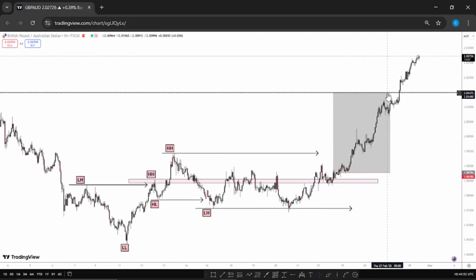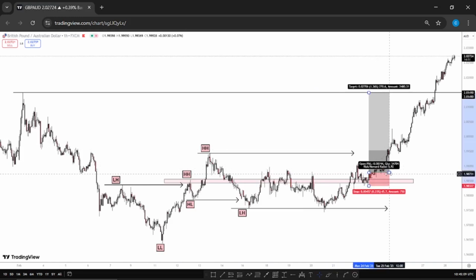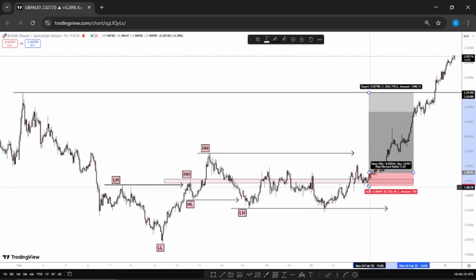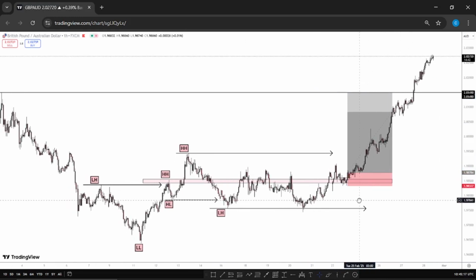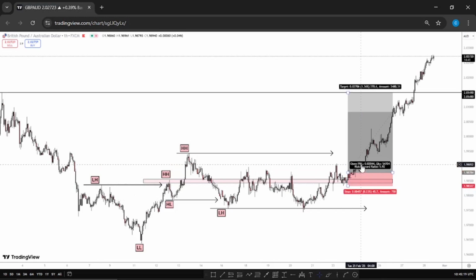Alright, so after I broke even and took some profit out, I just waited for price to rally to the upside to hit my full TP. Alright, giving me a risk to reward of 1:5.9, almost 1:6. Alright, giving me a risk to reward ratio of 1:6, risking 45 pips to make 270 pips. As simple as that.